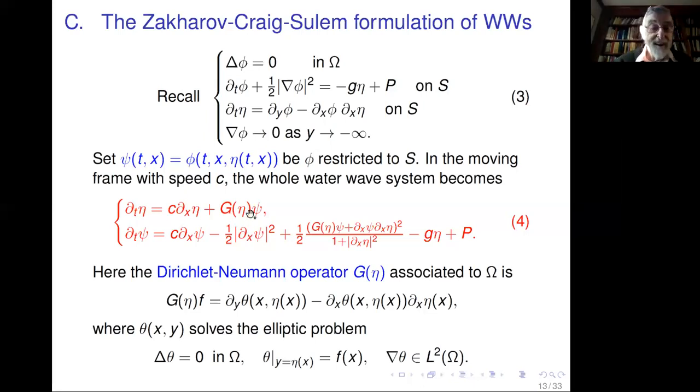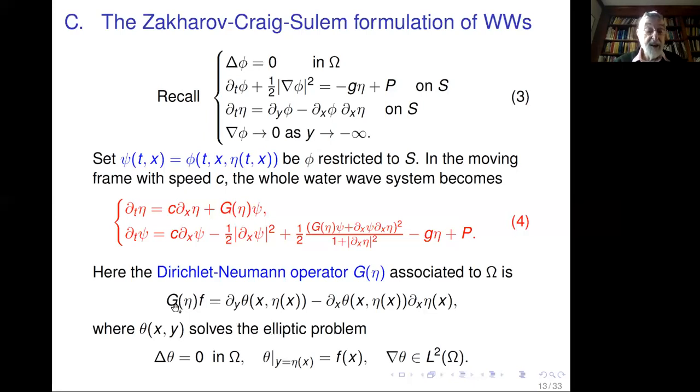But the way I can do that is to introduce the Dirichlet-Neumann operator. So the Dirichlet-Neumann operator is the following. I have some domain. I have a harmonic function in the domain. Let's call it theta. It has, on the surface, a Dirichlet boundary condition, F. And this is the not normalized normal derivative. This is the normal derivative of theta on the surface, du dn.